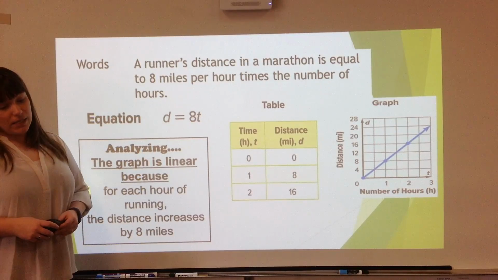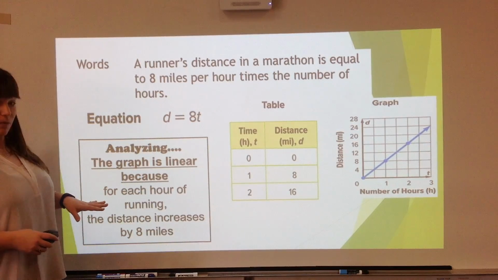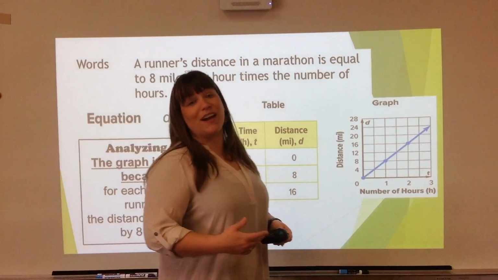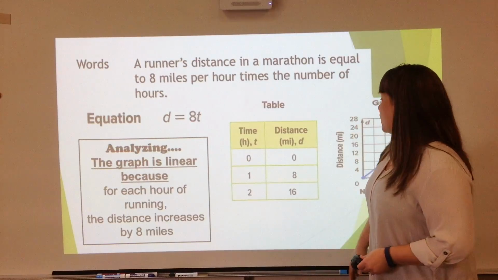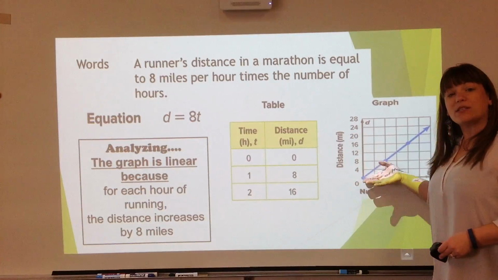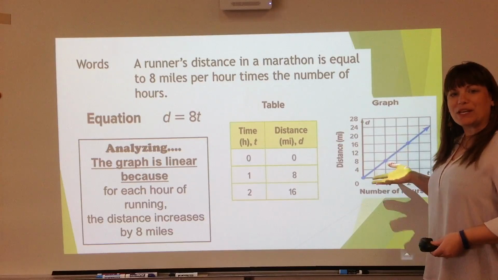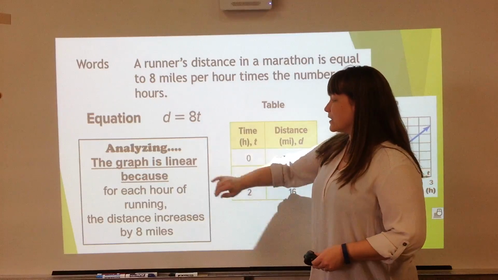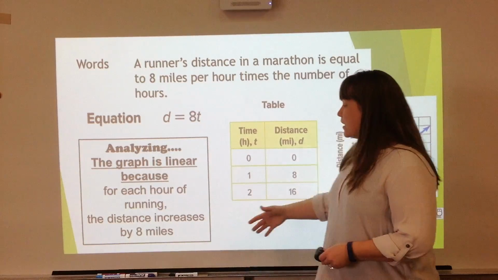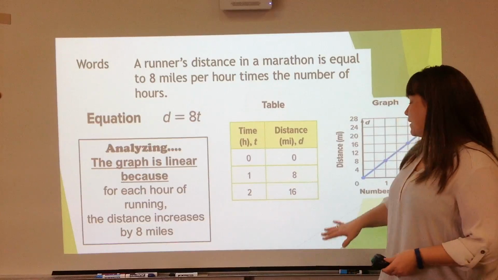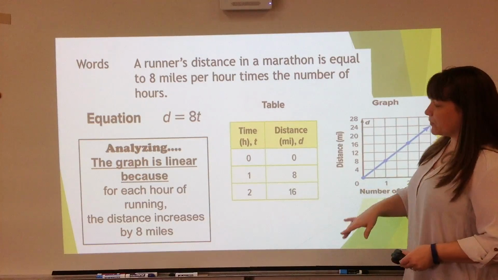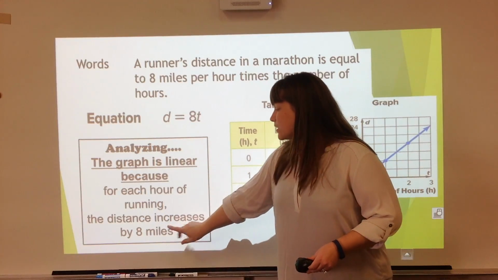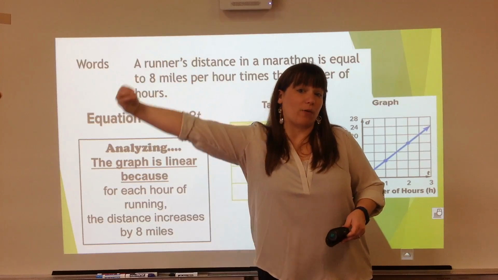The big idea, again, is the analyzing part. And this is an example of something that you can write if you were asked to analyze this situation. One thing to always point out is that this graph ends up being a straight line, a linear line. And so that's why I have that underlined. The graph is linear because, and this is what we're going to work on today, describing the relationship. The relationship is for each hour that that person runs, the distance increases 8 miles each hour.